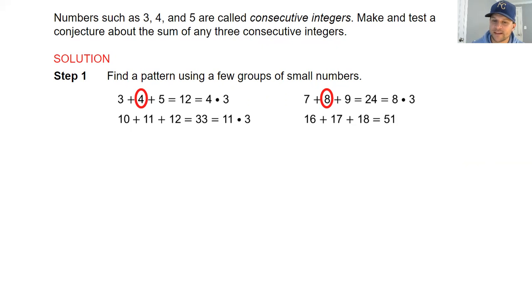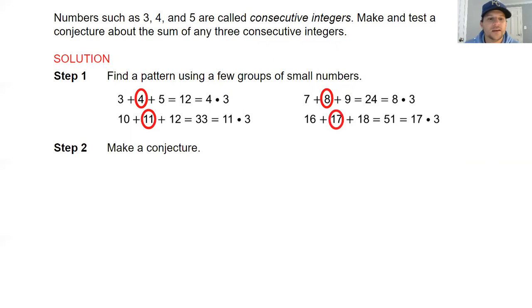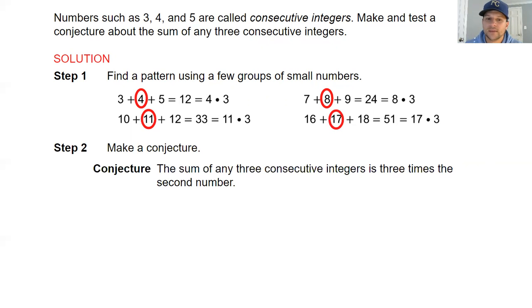10, 11, and 12 adds to 33, which is also the same thing as 11 times 3. Notice that 11 is also in the middle term. Hopefully you're able to pick up on the pattern for the last one, that it's also 17 times 3, and 17 is your middle one. So a conjecture that you could make based on the pattern that you are seeing is the sum of any 3 consecutive integers is 3 times the second number in that sum.